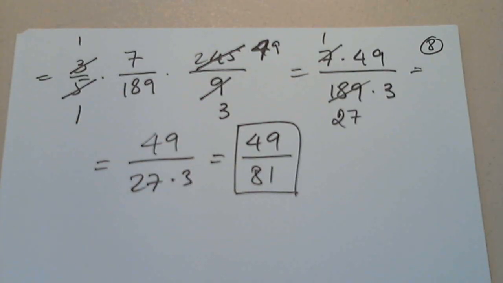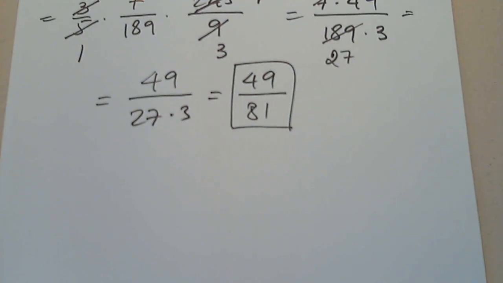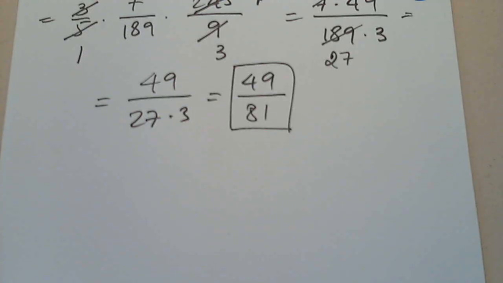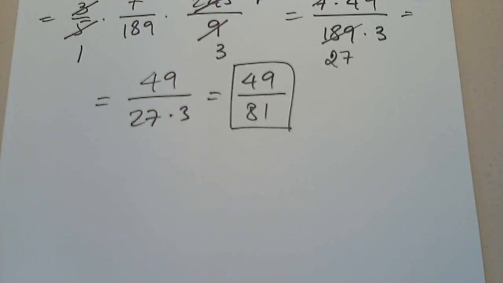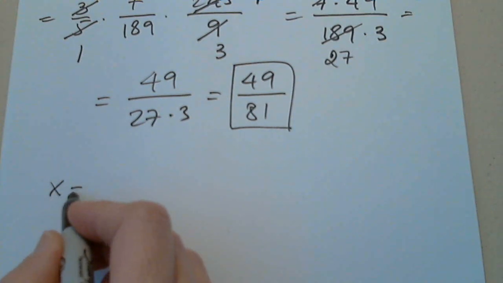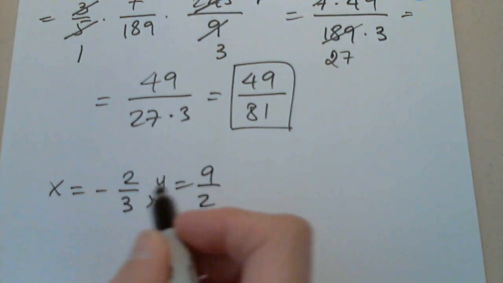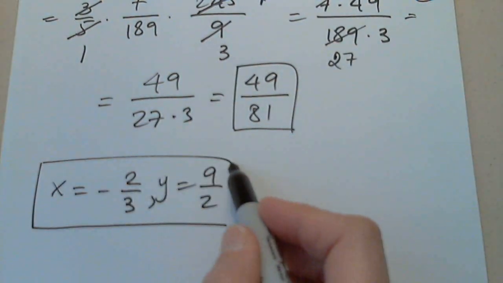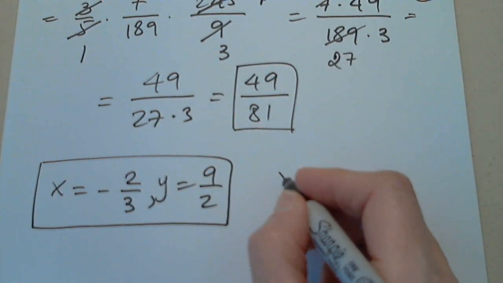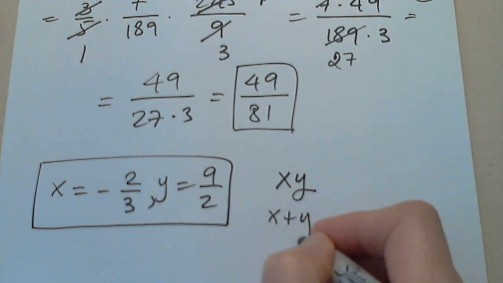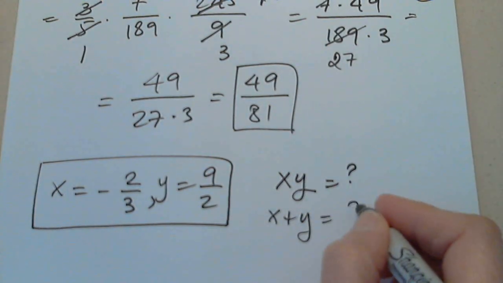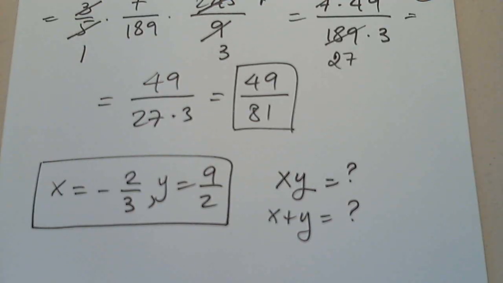Okay, I'd like us to evaluate expressions now with replacement in the fraction form. Like, let's say x is given to us as negative 2/3, and y is given to us as 9/2. And they're asking us to determine xy and also x plus y. Remember, multiplication of fractions is always easier than addition or subtraction.